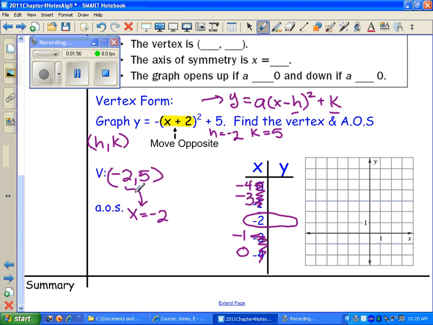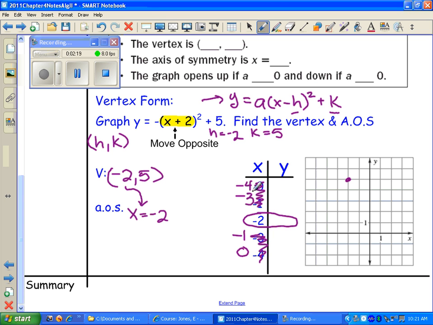So you have your vertex at (-2, 5), and you can plot that point, -2, and up 1, 2, 3, 4, 5. We also have this minus sign in the front. The minus sign in the front is going to tell me that it will open down when I finally get it graphed, so it's going to look like a hill when I have the graph made.